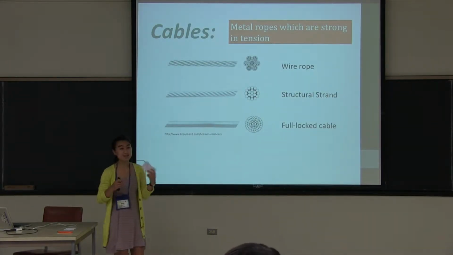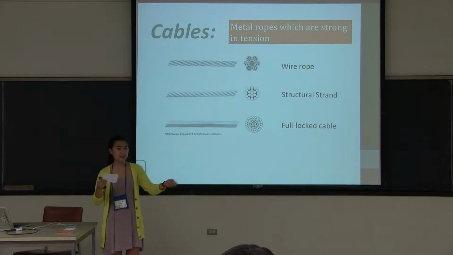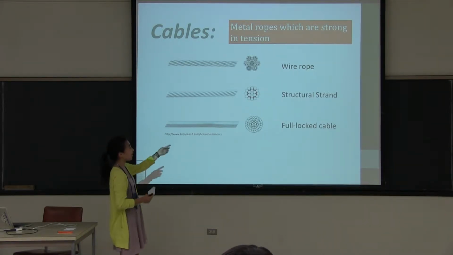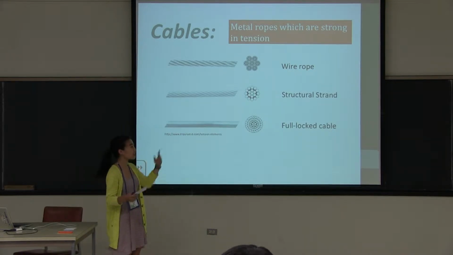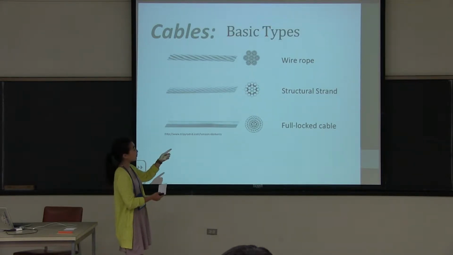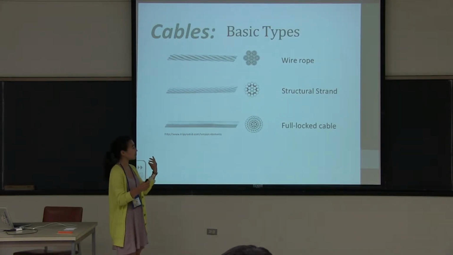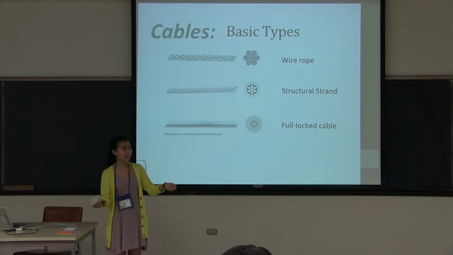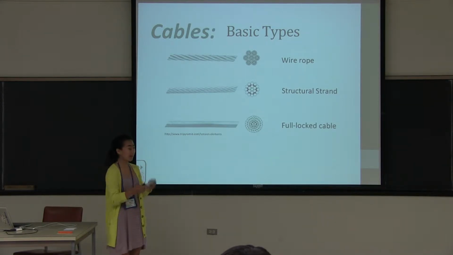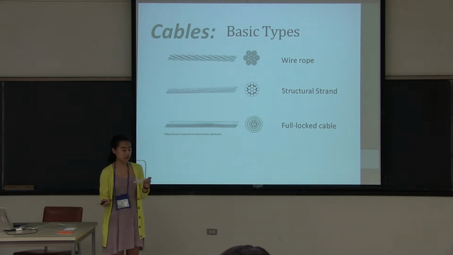So cables are metal rope that are usually in tension, and there are many different types. The wire rope is made up of many strands. Usually cables are made of many strands because it's more flexible, and the wire rope would be the most flexible. The structural strand would be the strongest, not always, but it's cheaper to make because there are fewer little wires and it's strong. And then the full lock cable feels smooth on the outside and it's also denser, so that makes it strong as well.